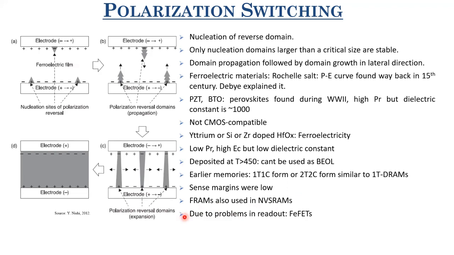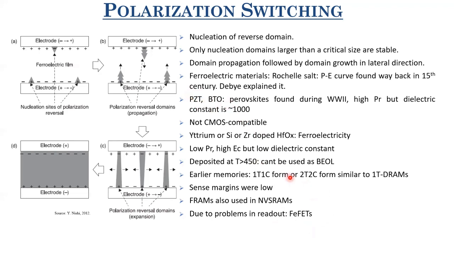And yeah, because of these problems in readout, which I already told, that you are sensing charges on a floating node, which will not give you a very high sense margin. So because of that, the sense margins were low, and instead of sensing the charges at any floating node, people started going ahead with designing FEFETs. But from the 1980s to the 2010s, for nearly 30 years, FEFETs could not be manufactured. Why? Because all the ferroelectric materials that we knew of were not CMOS compatible.